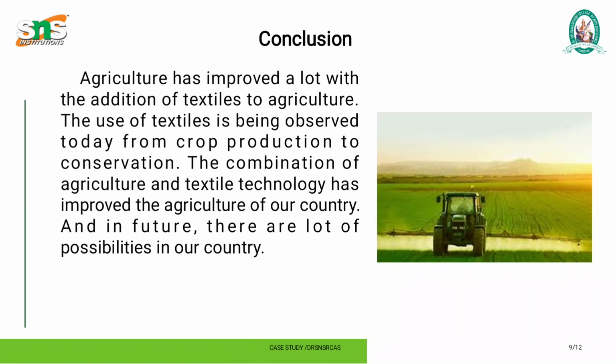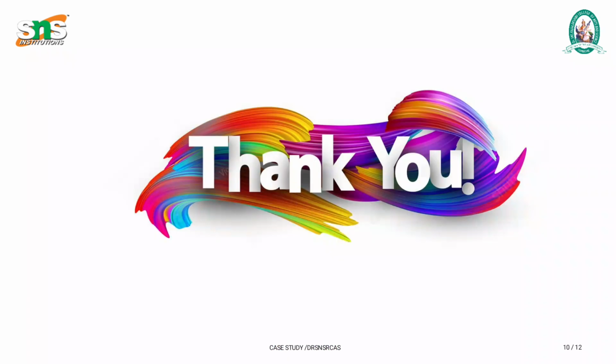Finally, the conclusion: agriculture has improved a lot with the addition of textiles to agriculture. The use of textiles is being observed today, from crop production to conservation. The combination of agriculture and textile technology has improved the agriculture of our country, and in future there are a lot of possibilities in our country.